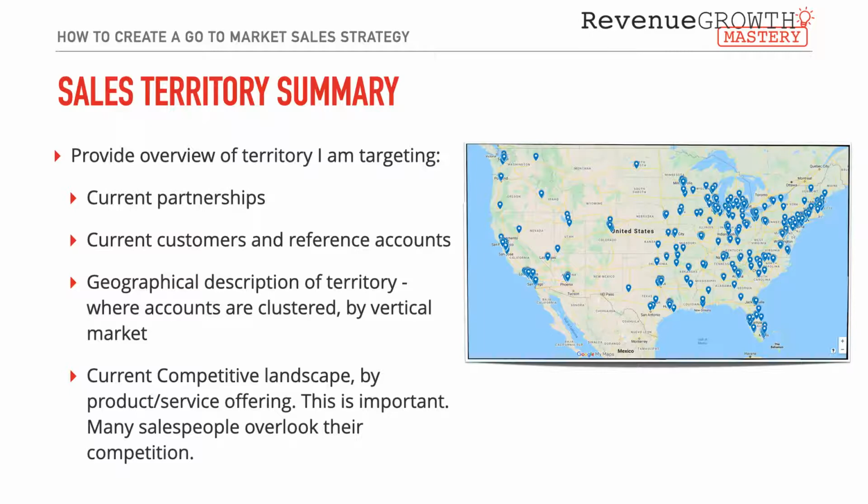Then you also want to look at what is the current competitive landscape. As you're mapping out your territory, you really want to be clear on this, because a lot of salespeople and frankly business leaders tend to overlook their competition or don't give them enough credence or really don't even know how their competition is presenting themselves in the market. You have to know what the competitive threat is in order to be able to deal with it. Otherwise, you're just shooting from the hip. So there's the sales territory summary.